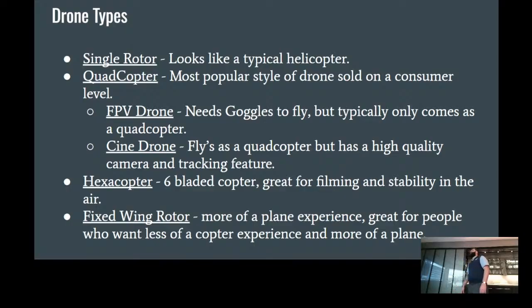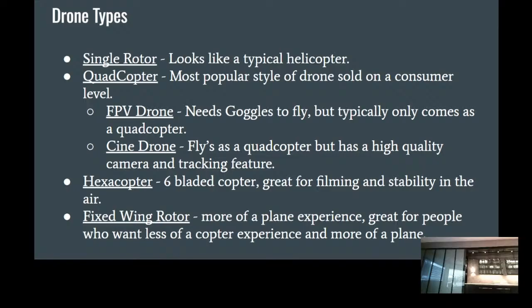Now, drones out there are many different types. There are single rotors, which will look like a typical helicopter. There's the quadcopter, which is the most popular style of drone sold on the consumer level. There's the FPV drone, which needs goggles to fly, but typically will only come as a quadcopter. Cinedrones, which fly as a quadcopter, but they have a high quality camera and tracking feature.